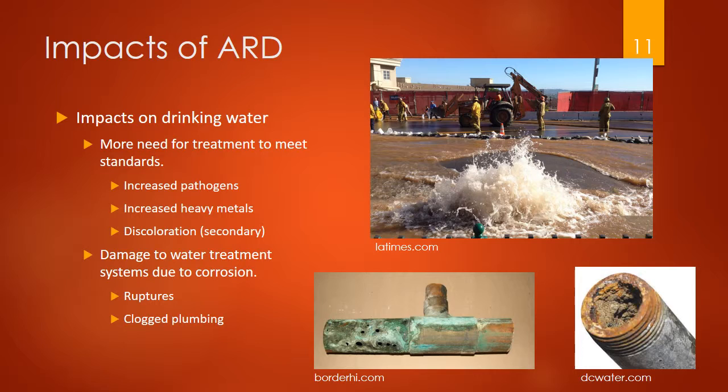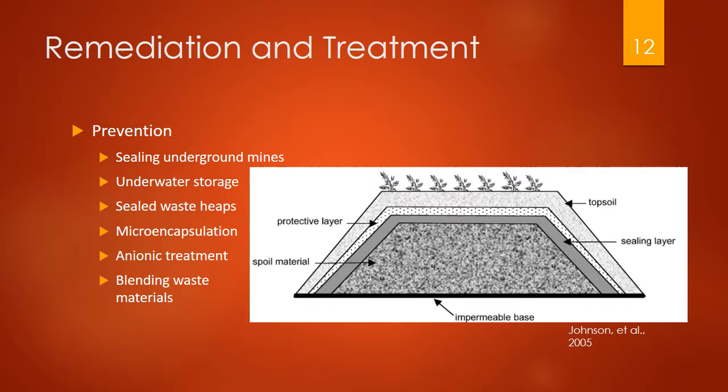You can see here some photos of copper pipes and galvanized pipes that have suffered from corrosion. So how do we take care of it? Well, the number one way would be prevention. So let's see if we could keep that acid mine drainage from getting into the groundwater in the first place.